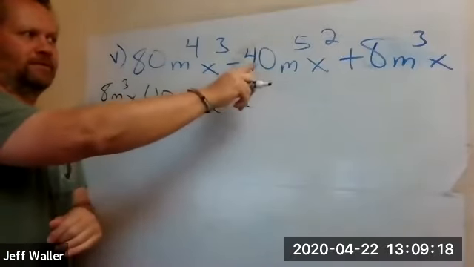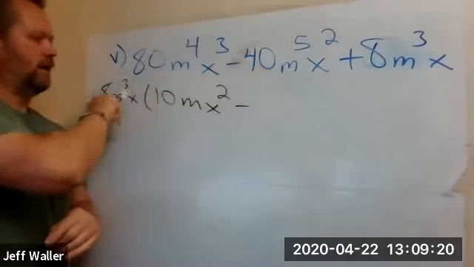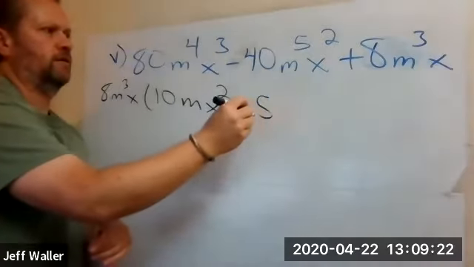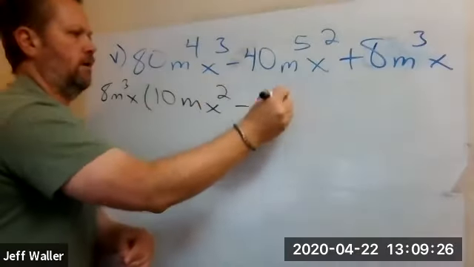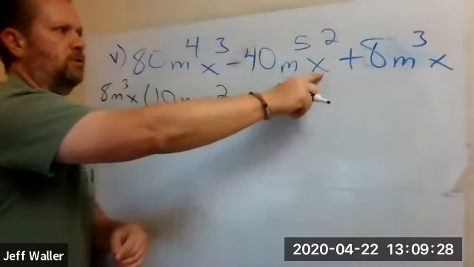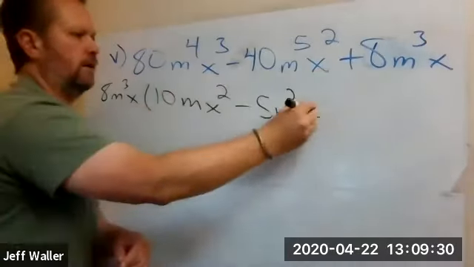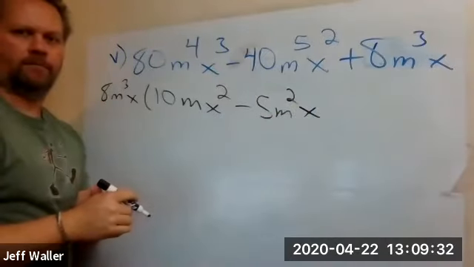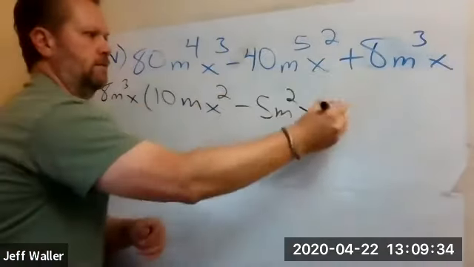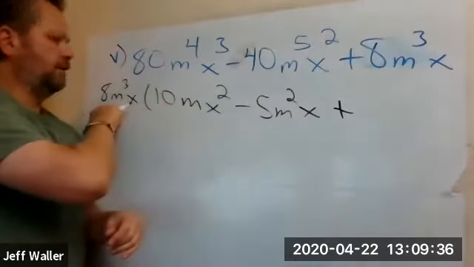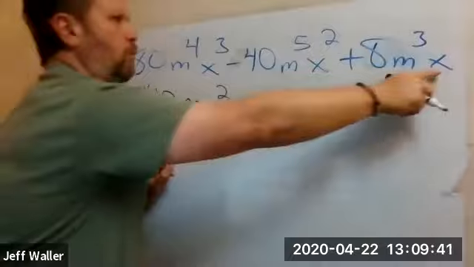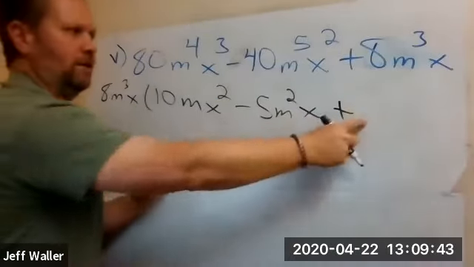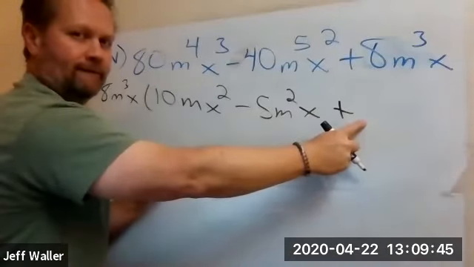Minus 40 divided by 8 is 5. I had 5 M's. I took 3. I got 2 left. I had 2 X's. I took 1. I got 1 left. Plus 8 divided by 8 is 1. I had 3 M's. I took them. I had 1 X. I took it. So what's here? 1.